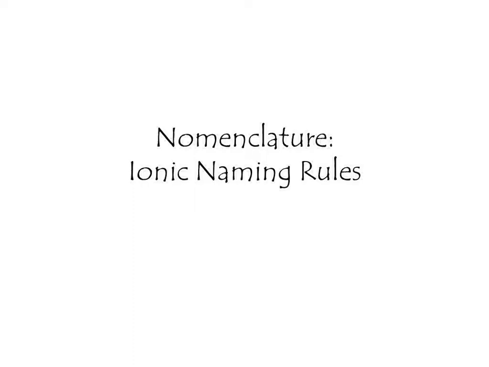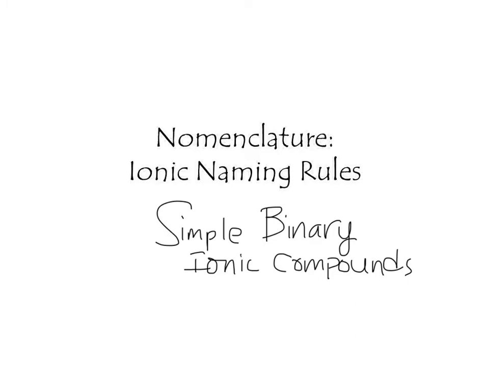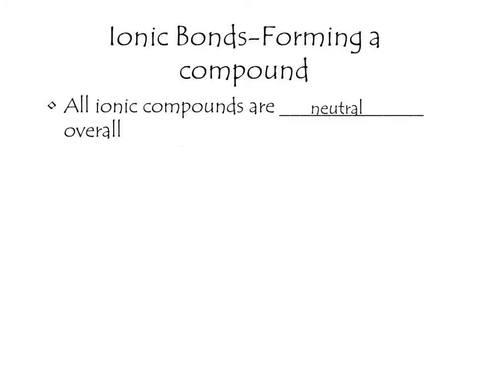In this tutorial, we're going to deal with nomenclature. That means naming the chemical formula and also, from the name, writing the chemical formula. And for this tutorial, we're going to focus on simple binary ionic compounds.